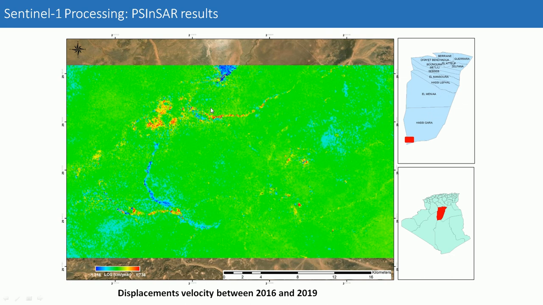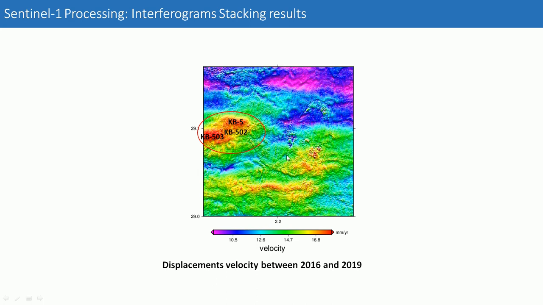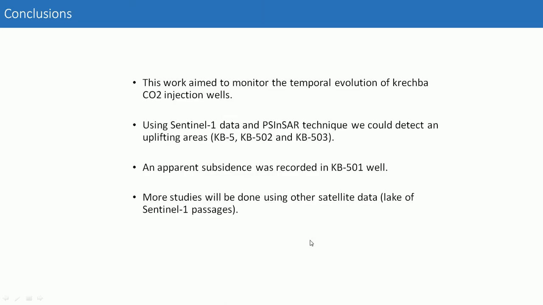These are the results of PSISAR processing. We can see here that KB01 is presenting some subsidence, about 1 to 1.5 centimeters per year between 2016 and 2019. The other wells were difficult to map. So we used interferogram stacking to check, and we found that there was still some movement, around 16 millimeters per year using this technique.